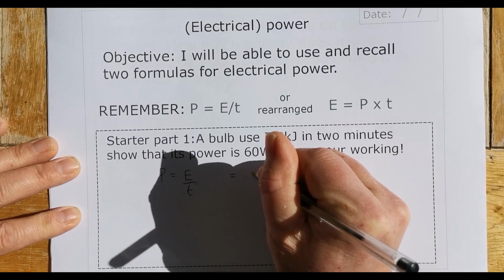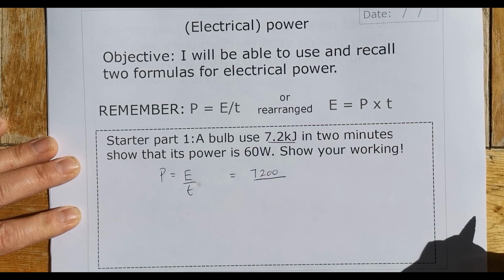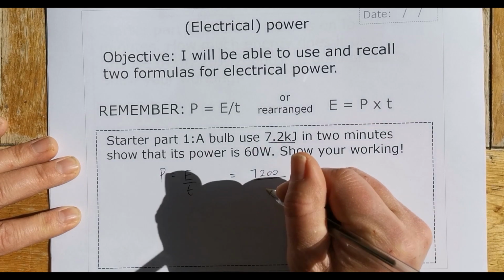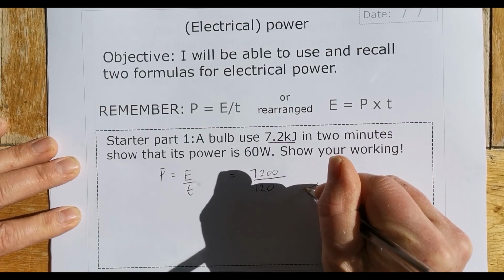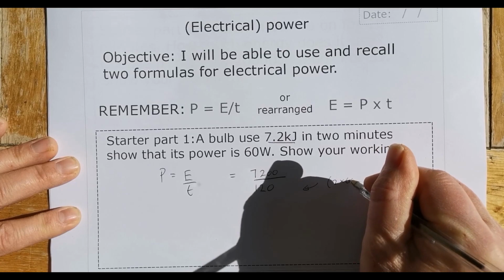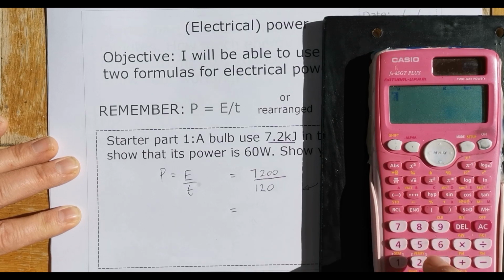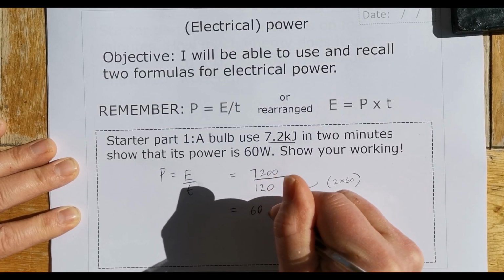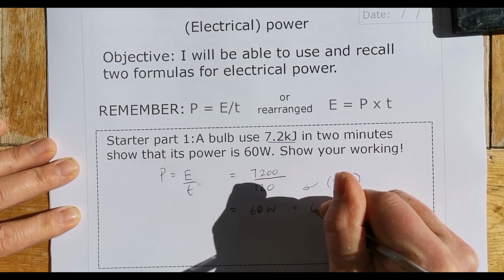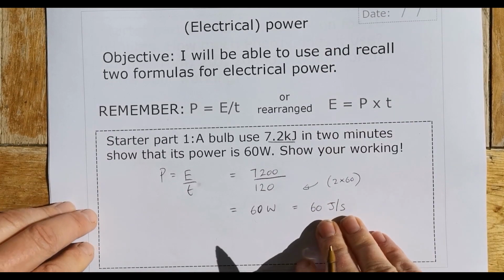So the bulb uses 7,200 joules, that's 7.2 kilojoules, divided by 2 minutes. 2 minutes is 2 times 60, so that's 120. 7,200 divided by 120 equals 60. And the units are 60 watts, which equals 60 joules per second. Okay, that's the first one.